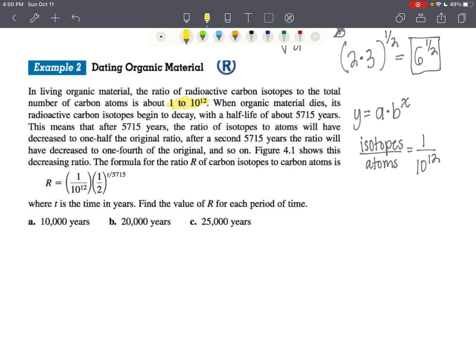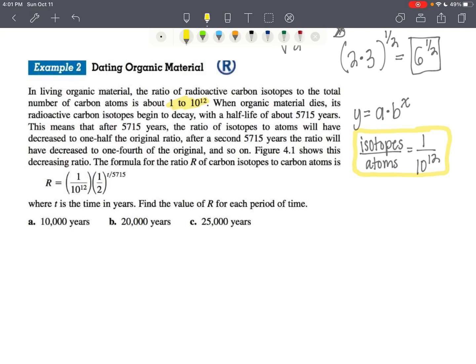Not sure where we're going to use that, but that's this information right here. When organic material dies, its radioactive carbon isotopes begin to decay with a half-life of about 5,715 years. That means that if I start with 10 grams, then in 5,715 years, I will have 5 grams. So I will lose half of what I started with every 5,715 years. It's important for you to know, every 5,715 years, we lose half.